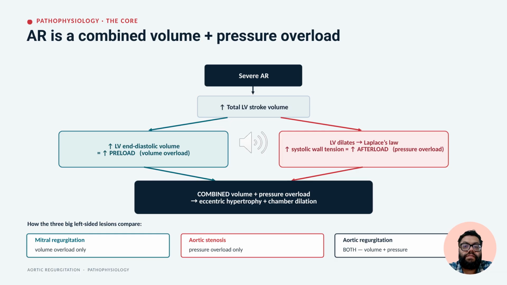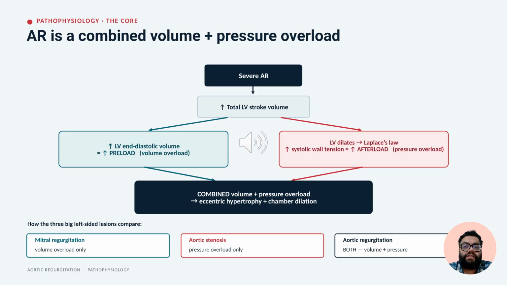This is the keystone slide, so let us go slowly. Start at the top. Severe AR forces the ventricle to handle a bigger total stroke volume on every beat, because it must move the forward output plus the leak. That extra filling raises end diastolic volume, that is the volume overload arm shown in teal, and it is exactly what mitral regurgitation does too. But AR adds a second arm that mitral regurgitation does not.